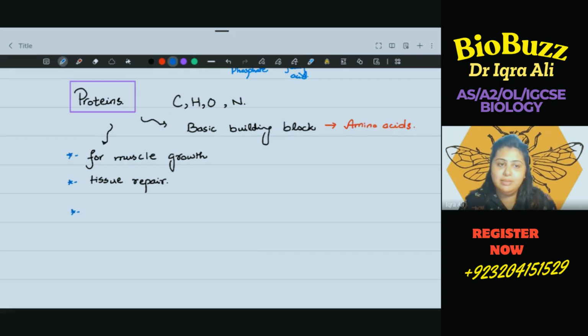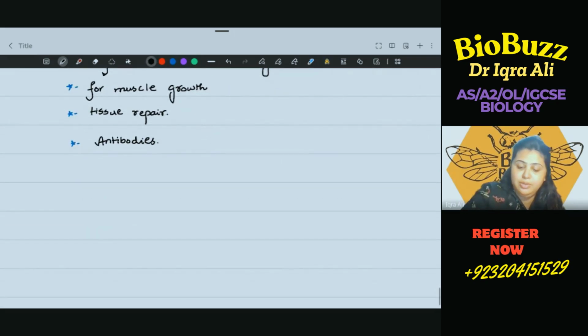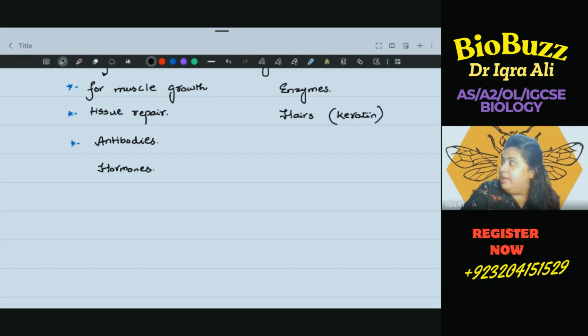Do we have a protein? Antibodies, very good. So we have antibodies as well. We have hormones. We have enzymes. You have your hair made up of protein, which is keratin. The keratin in your hair is also made up of protein.